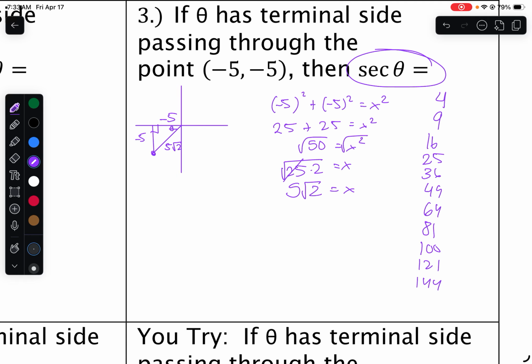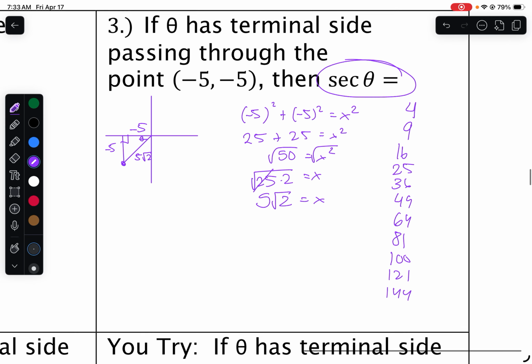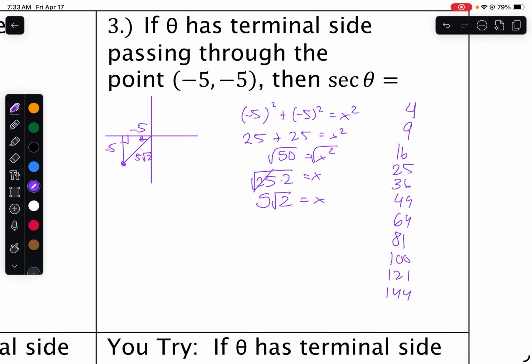Okay, so now we need secant, okay? Well, we know that secant is cosine's buddy. And we know that cosine is adjacent over hypotenuse. So secant is going to be equal to hypotenuse over adjacent. Remember, secant is the reciprocal of cosine, which means that you take cosine and you flip it. So I can go and find cosine of theta, and I can label this is my opposite, adjacent, hypotenuse. So my adjacent is -5, my hypotenuse is 5√2. So when I go and find secant, all I need to do is flip it.